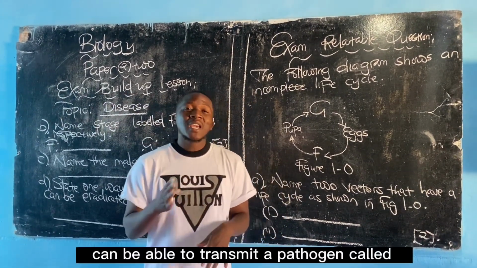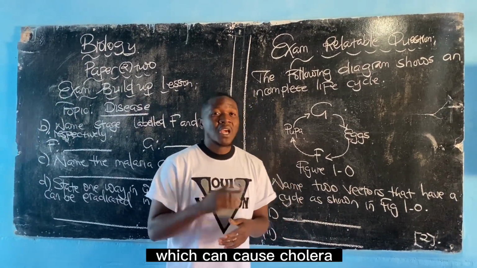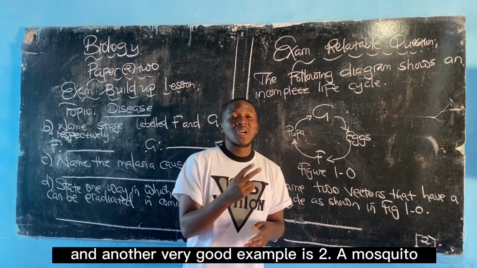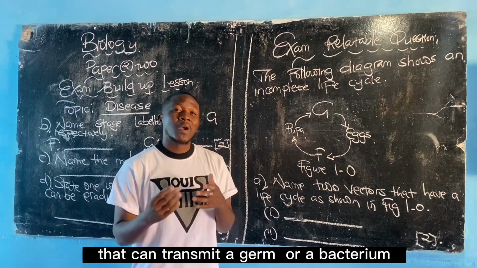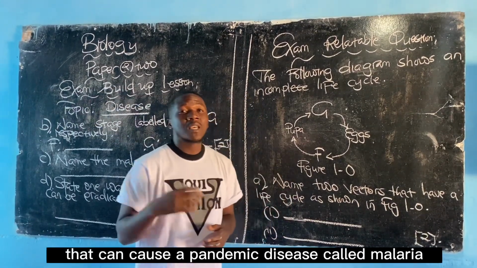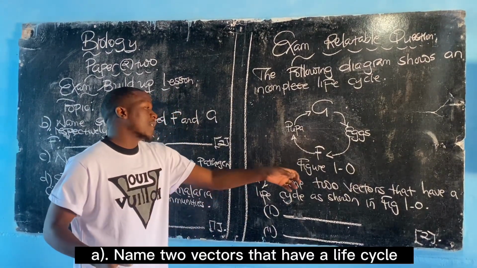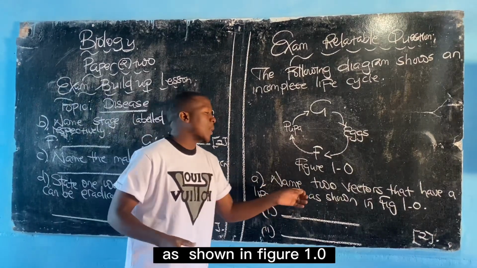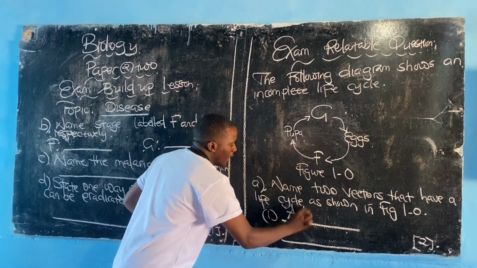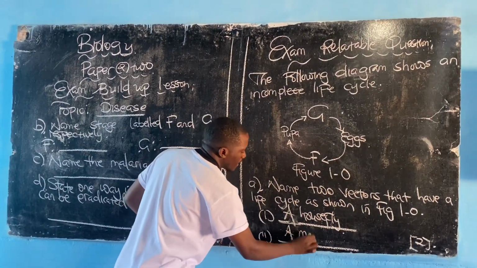A housefly can transmit a pathogen called Vibrio cholerae, which can cause cholera. And another very good example is a mosquito that can transmit a germ or a bacterium called Plasmodium that can cause a pandemic disease called malaria. And the question on A says, name two vectors that have a life cycle as shown in figure 1.0. We're going to say a housefly, and here we're going to say a mosquito.